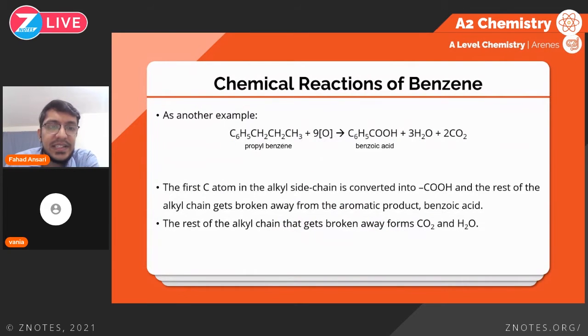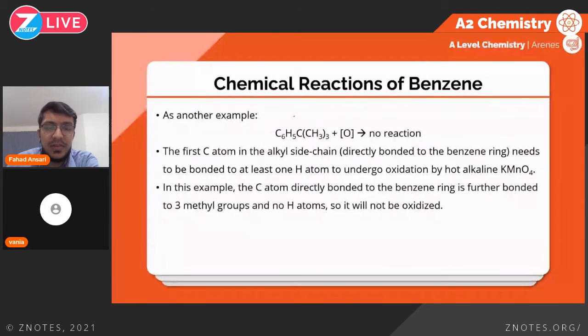Right, and what happens basically is that no matter how long the alkyl side chain is, it's always the first carbon atom that will be converted into a COOH, right? This is the carboxylic acid functional group. And the other carbon atoms over here that are further along the chain, they will be converted into carbon dioxide and water, as you can see over here. So you're always going to get benzoic acid as your organic product.